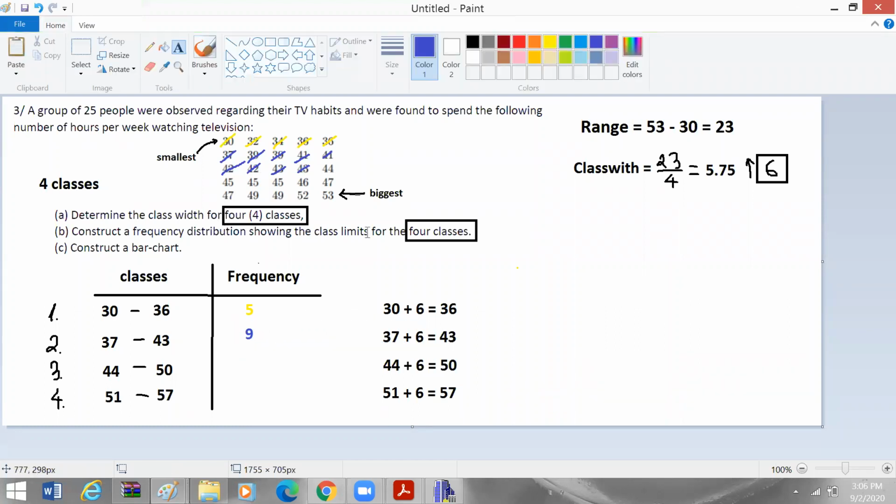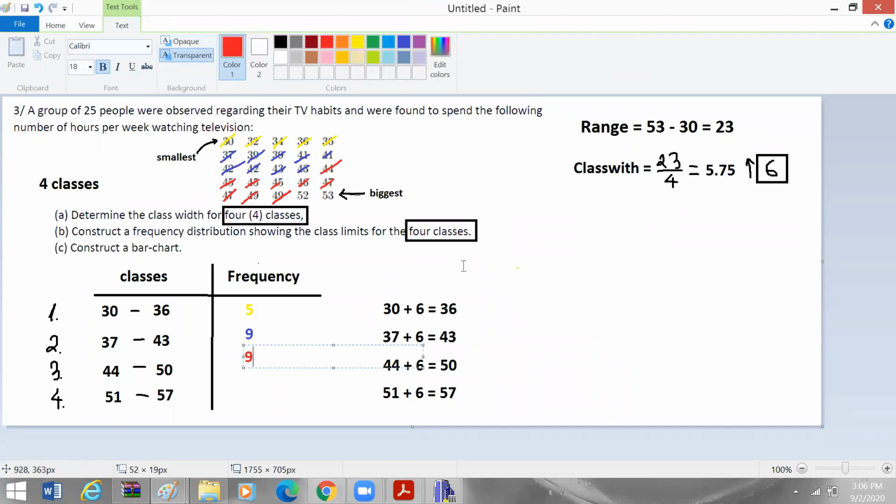Okay, and how many data sets fall between 44 and 50? So 44 and 50, we can see them through the screen. Can you use a different marker for that? Yes. So 44, 1, 2, 3, 4, 5, 6, 7, 8, and 9 of them, right? So there were also 9 of them.